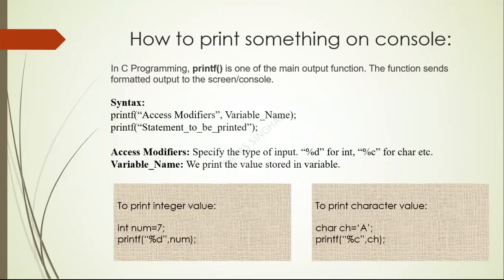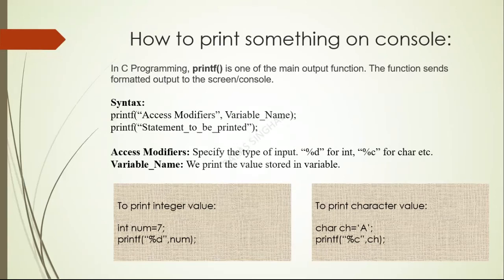So if we want to print the integer value, we have assigned the value 7 to the num variable which is of type integer. We are using the printf function to print the value. The first argument is %d for integer type, then we have separated it with a comma, and then we are using the variable to print. So num is the variable, the output will be 7.